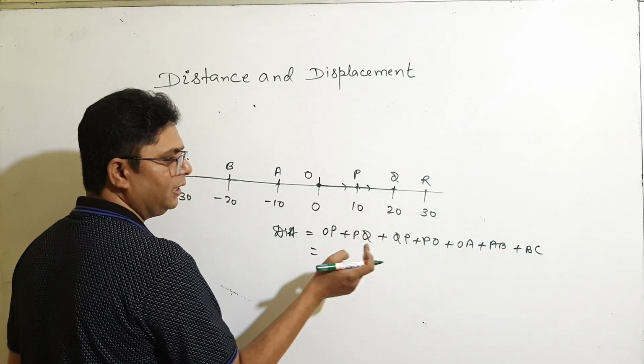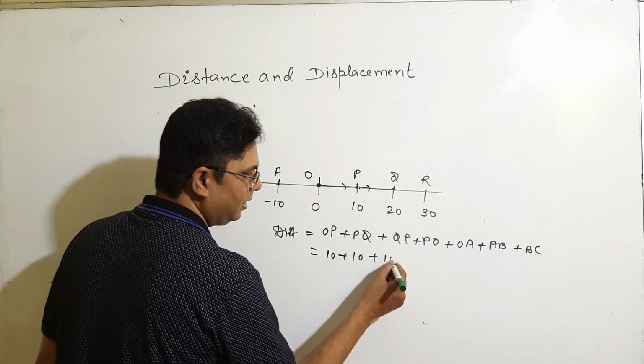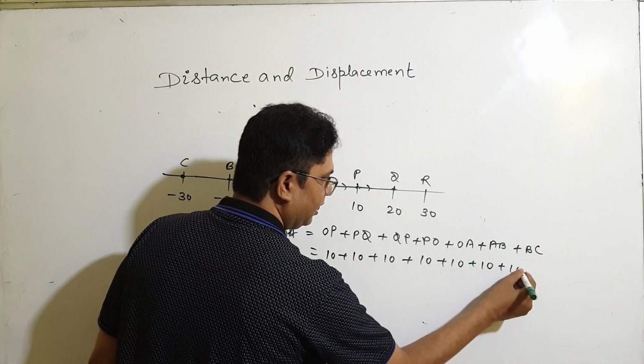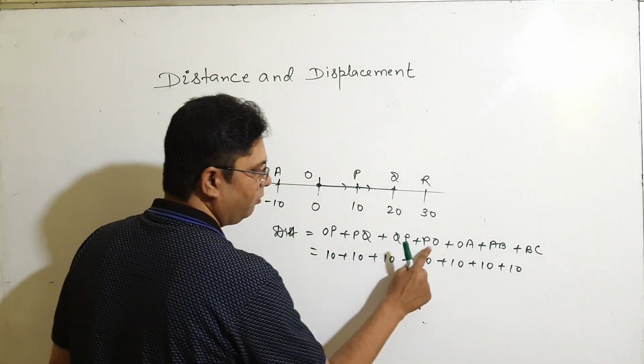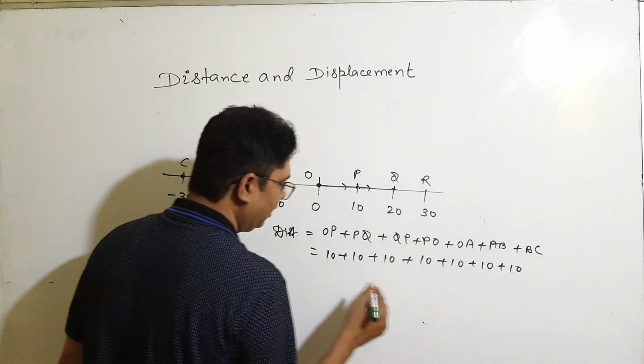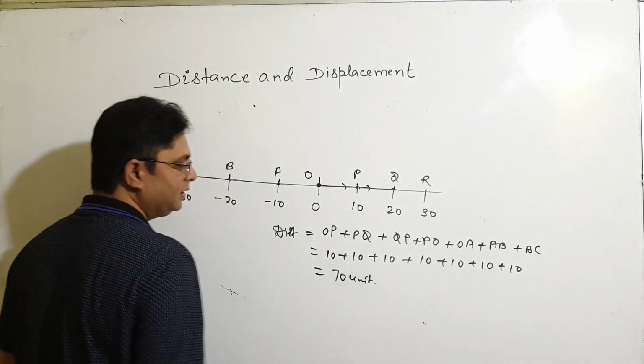So O to P is 10, P to Q is 10, Q to P is also 10, P to O is 10, so you have 10, 10, 10, 10, 10, 10, 10. That is 1, 2, 3, 4, 5, 6, 7. So it is 70 units. So distance is 70 units.